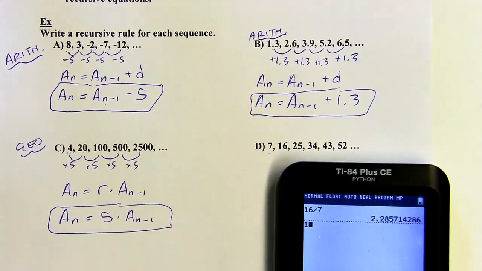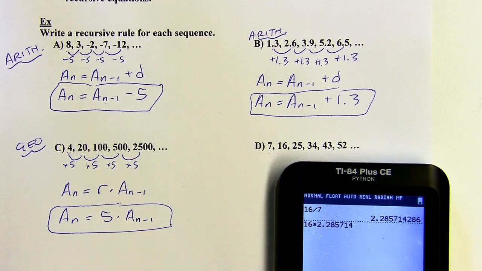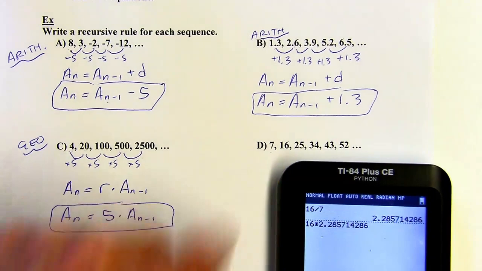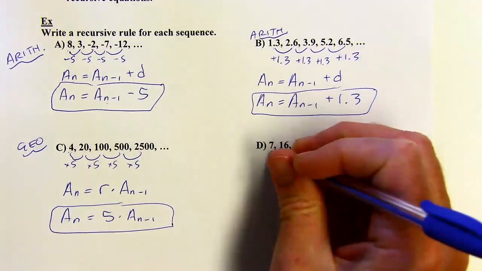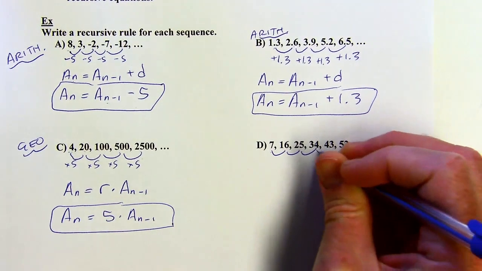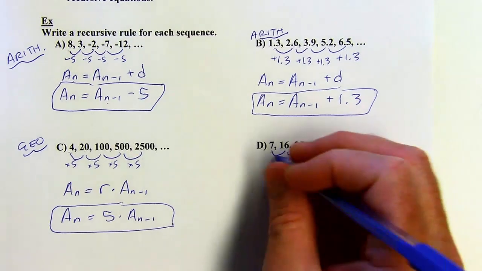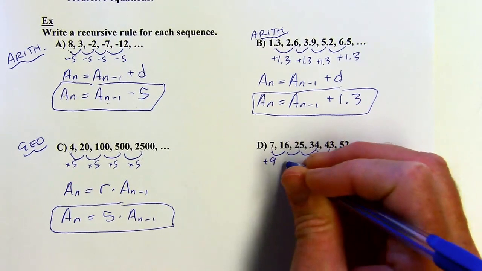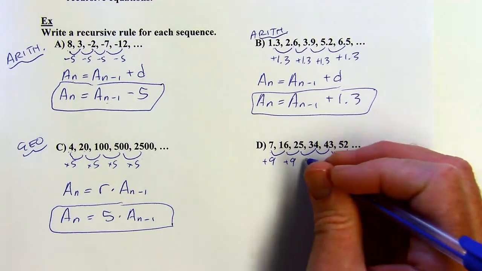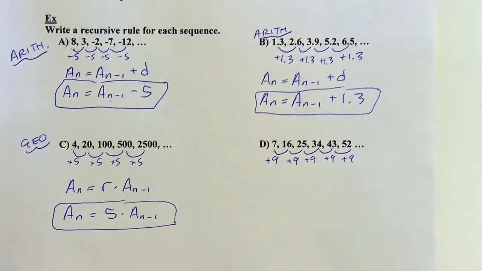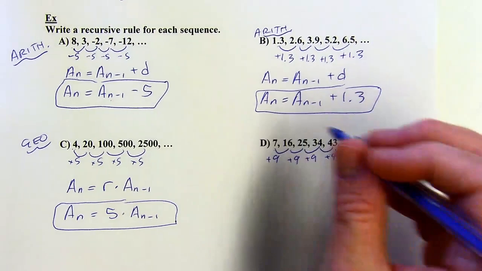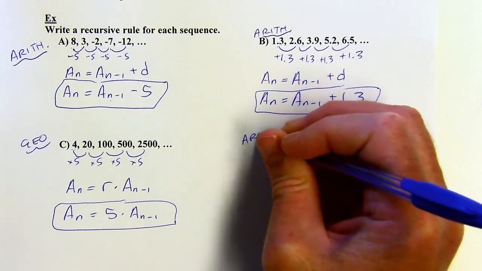But if I take 16 times that number, let's see if that's going to get me to 25. And it doesn't. Okay, so it's not working with multiplication. So then I'm going to look for a common difference. So I'm thinking 7 plus something is 16. That would be 9. And 16 plus something is 25, also 9. So then I'm thinking, okay, let's keep adding 9 all the way down, and it works to generate all those numbers. So this one is going to be arithmetic again.